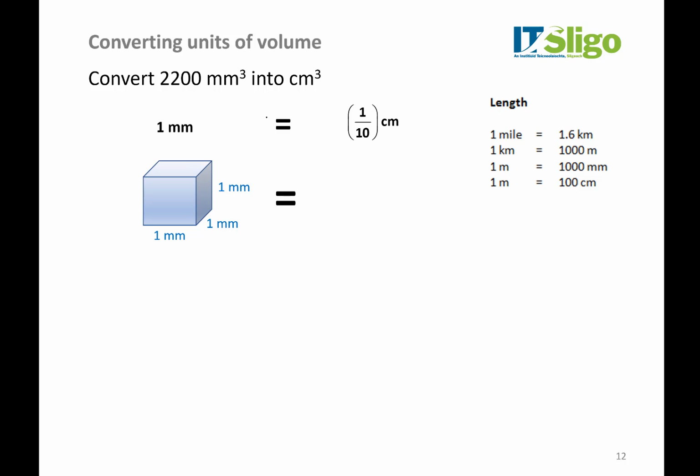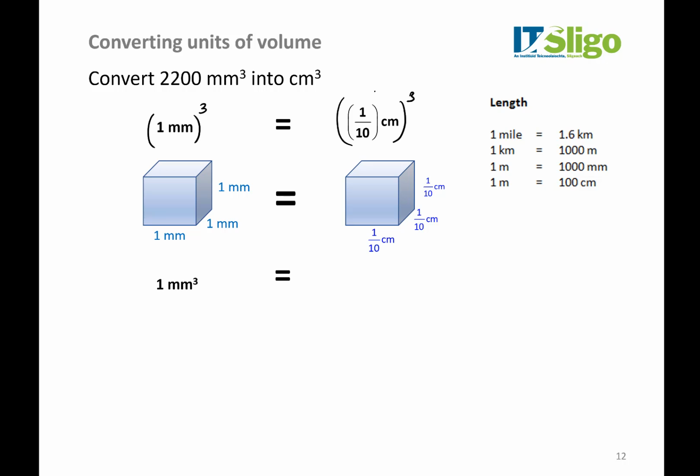If we were to turn that into a cubic shape, 1 cubic millimeter looks like this on the left. So it would look like that on the right. Alternatively, guys, that's quite a complicated drawing. We could just cube both sides. And the cube will go in. 1 cubed is still 1. 1/10 cubed, cube the top, cube the bottom.